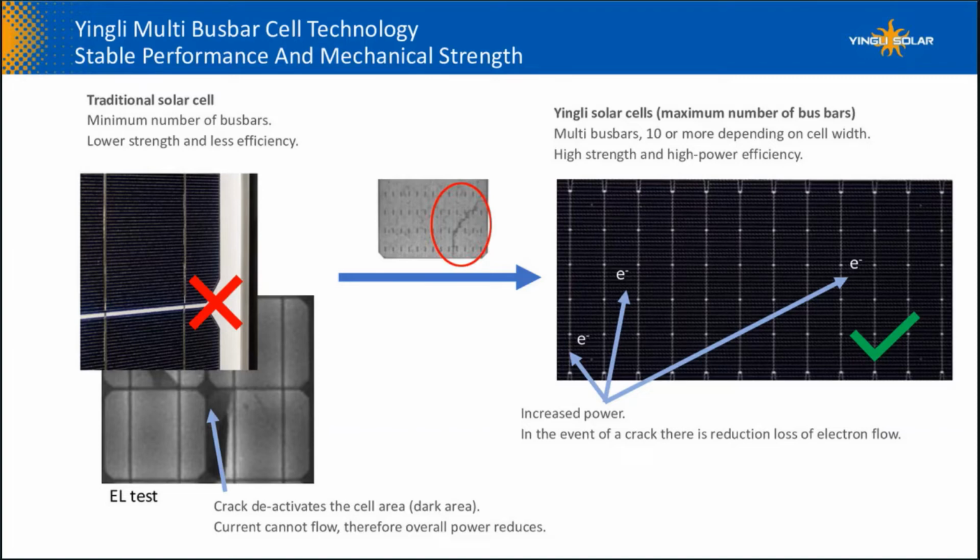Too many bus bars, and you start to cast a shadow on the cell surface that blocks the sunlight and reduces the active or functioning area of the cell. Multi-bus bars offer another advantage. They physically and electrically hold the cell together, so in the event of a cell cracking due to poor handling and installation work, for example, electrons will continue to flow.